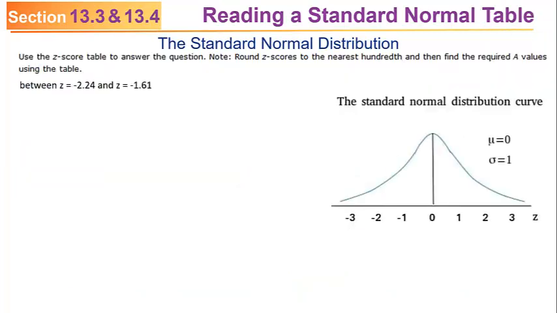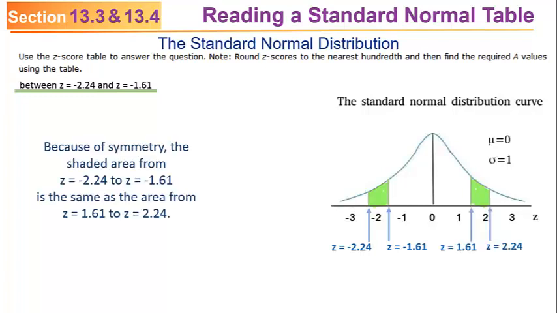Do another one. This time we're looking for the area between z equal negative 2.24 and negative 1.61. So this time both borders are to the left of 0. So we're looking for that area between. But because of symmetry, the area over to the left can be thought of as being the same as the area to the right. So instead of looking for the area between negative 2.24 and negative 1.61, just look for the area between 1.61 and 2.24. And the areas will be the same. And you can see by the symmetry that that's got to be true. And we just talked about how to do that.